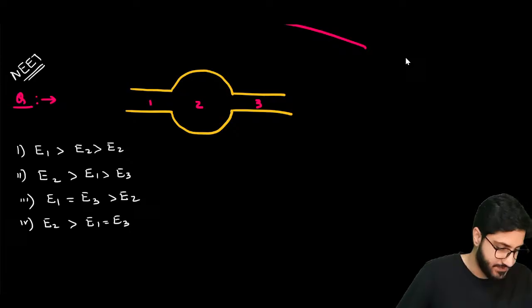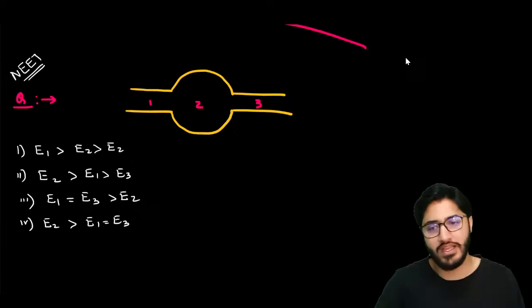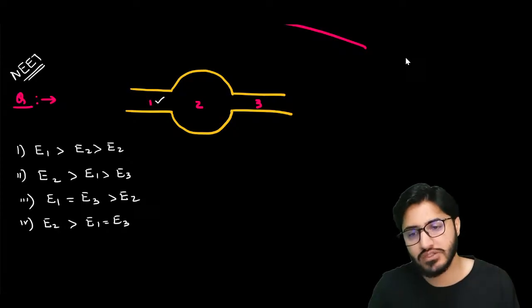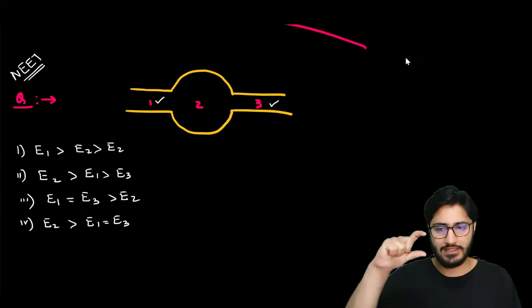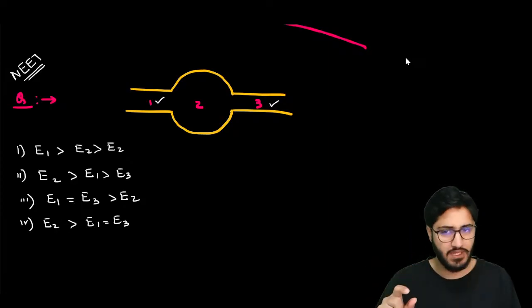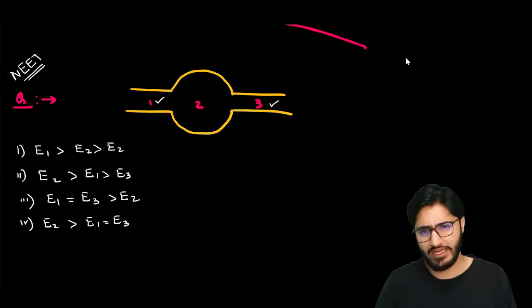Which one is correct? Third option. Yes, the third is more correct. Why? Because at point number 1 and point number 3, at both points, the separation between lines is the same and close as compared to the second one. Yes, so we can write option number third is correct.